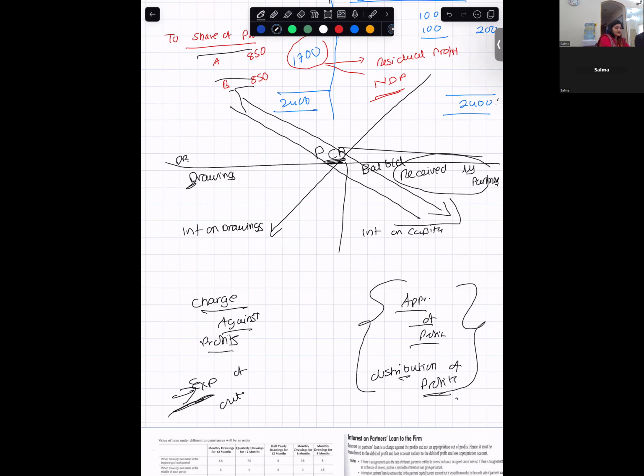So we've learned the formats of trading account, profit and loss account, profit and loss appropriation account, and the difference between charge against profits and appropriation of profits.